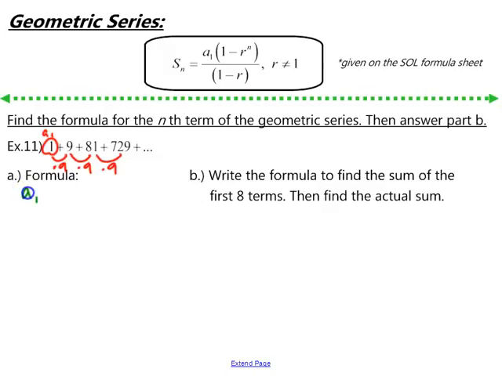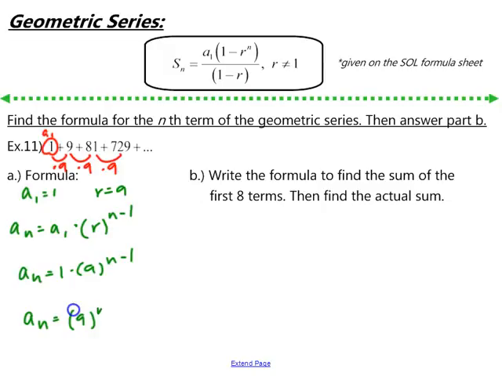So if we know that our first term is 1 and our common ratio is 9, then we can substitute those values into the general formula for a geometric sequence. Then we'll have a sub n is equal to 1 times 9 to the n minus 1. Now, this isn't incorrect, but since our first term is 1, you can rewrite that as 9 to the n minus 1, because multiplying by 1 isn't going to change our value.